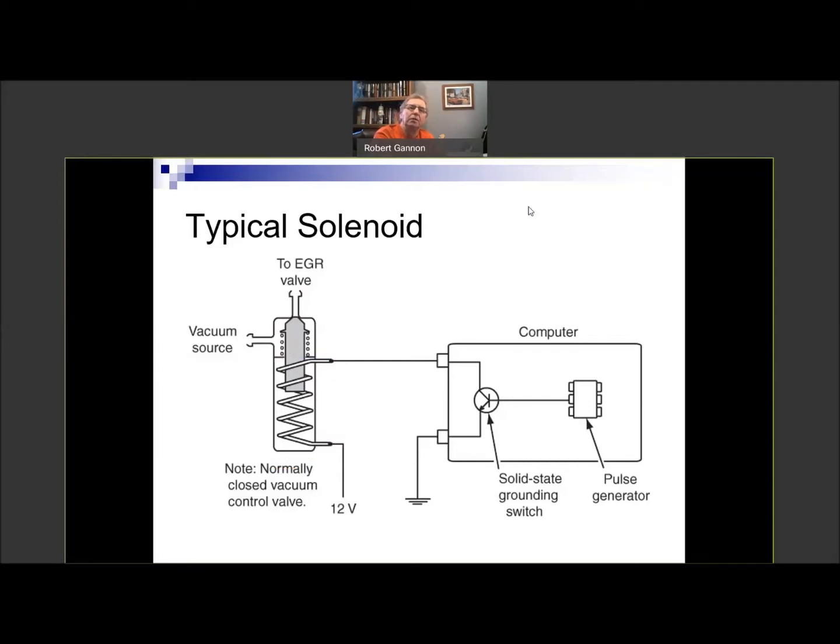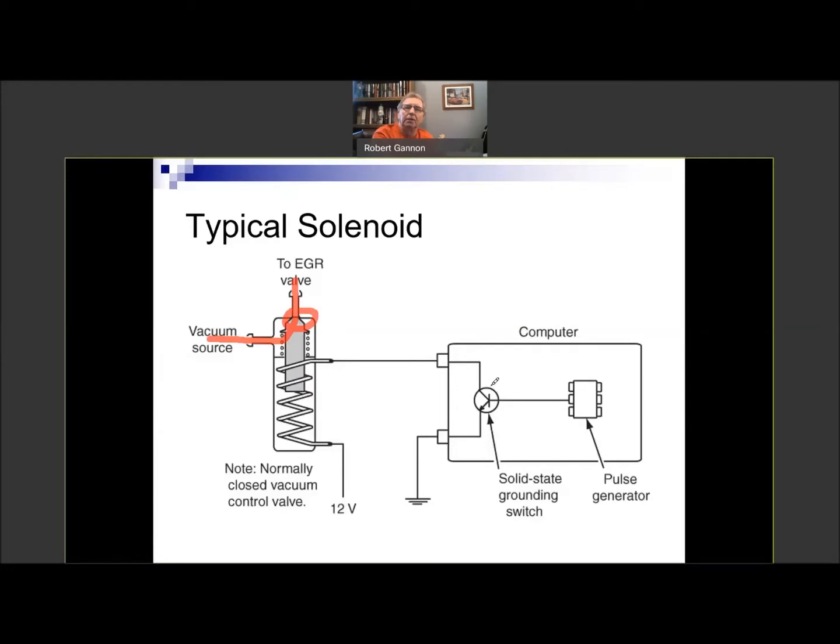And then, of course, the vacuum source here. So when it's energized, essentially what's going to happen is vacuum is going to be able to flow from this port out that port. When it's de-energized, the spring is going to seal it up here, keep it closed.